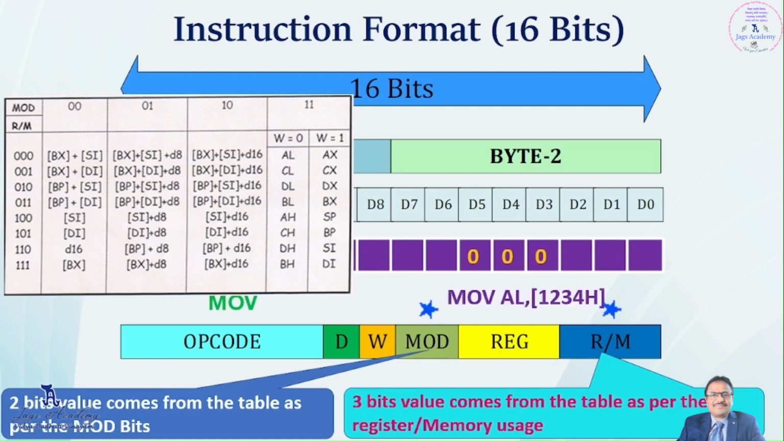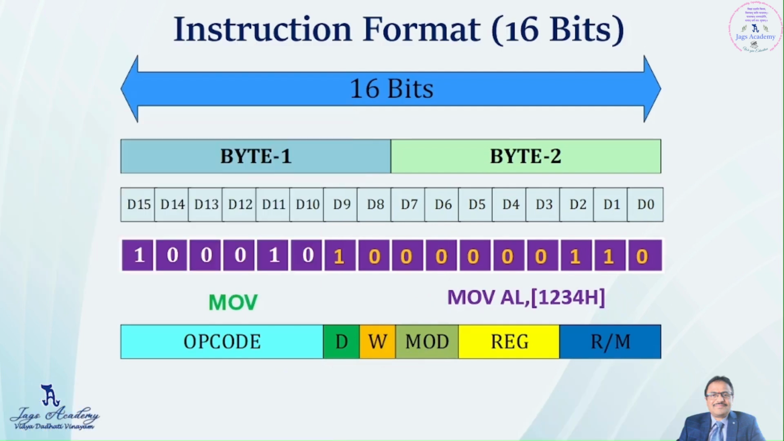So for this, your mode bit is 00 and your R/M bit is 110. You got it? Now you fix that: 00 here and 110 there. So the mode bit you have now inserted, and the R/M bit also you have inserted. Is it not so that you got all the bits now?